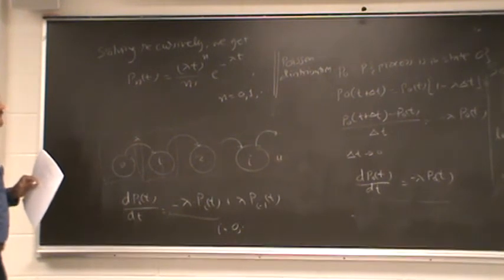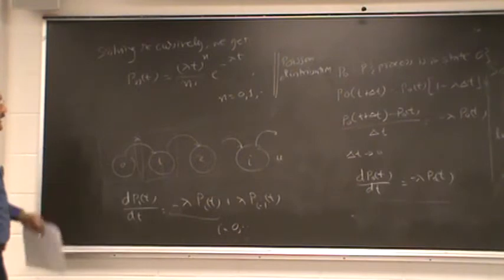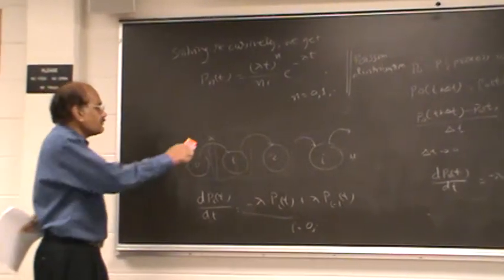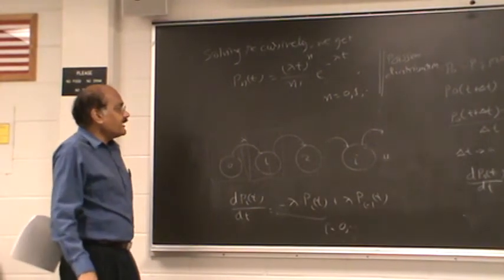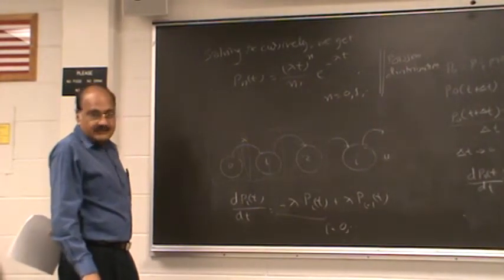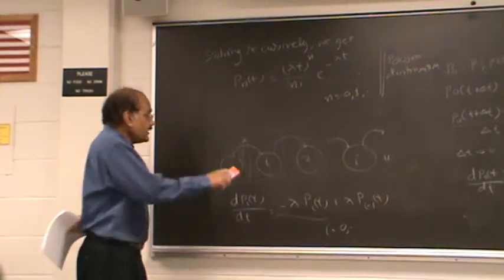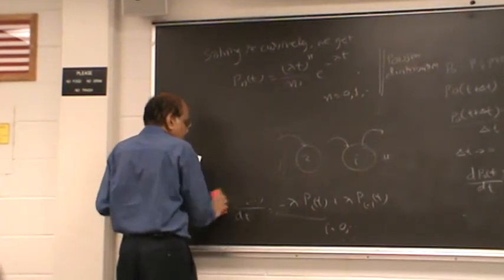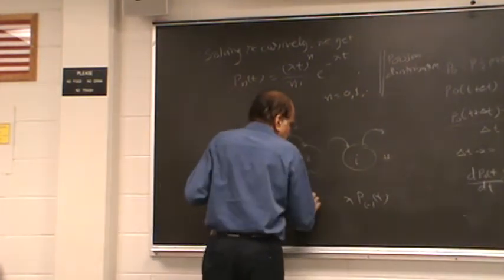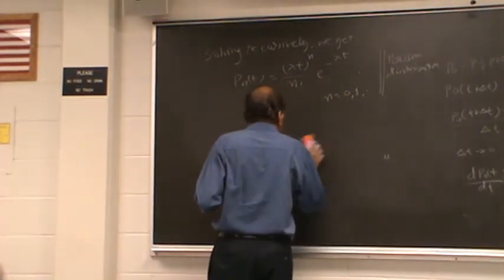So basically, the probability that you are in state n at some time t is given by this. In other words, the probability that you have had n arrivals in time t is given by this. Now there is another part of this particular calculation.